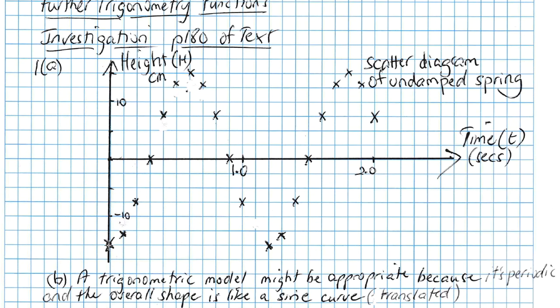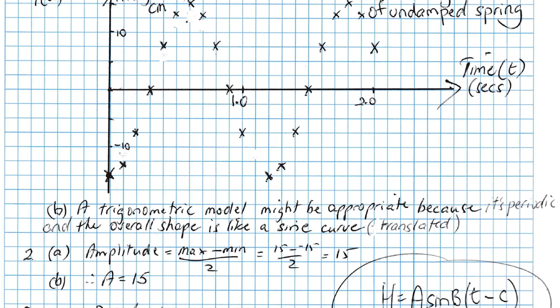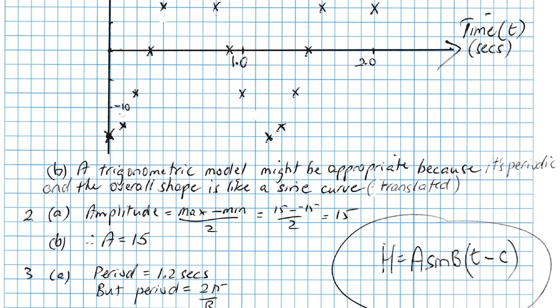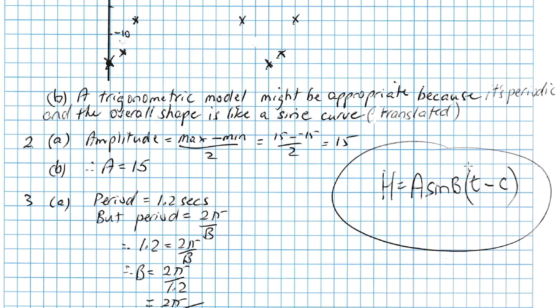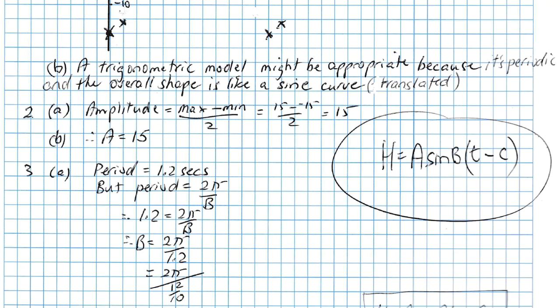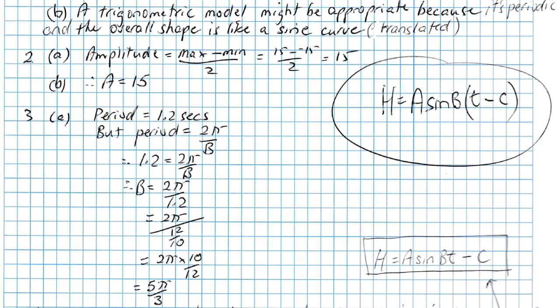In number 3, they ask you to work out the period. Well, one complete cycle is from here to here, and you can see from the scale that it is 1.2 seconds. So the period is 1.2 seconds. And from that, we needed to work out B. Well, we know that the period is 2 pi over the value B here. So if we put 1.2 equals 2 pi over B, we can do the algebra to solve for B, and it turns out that it's 5 pi on 3. So B is 5 pi on 3.